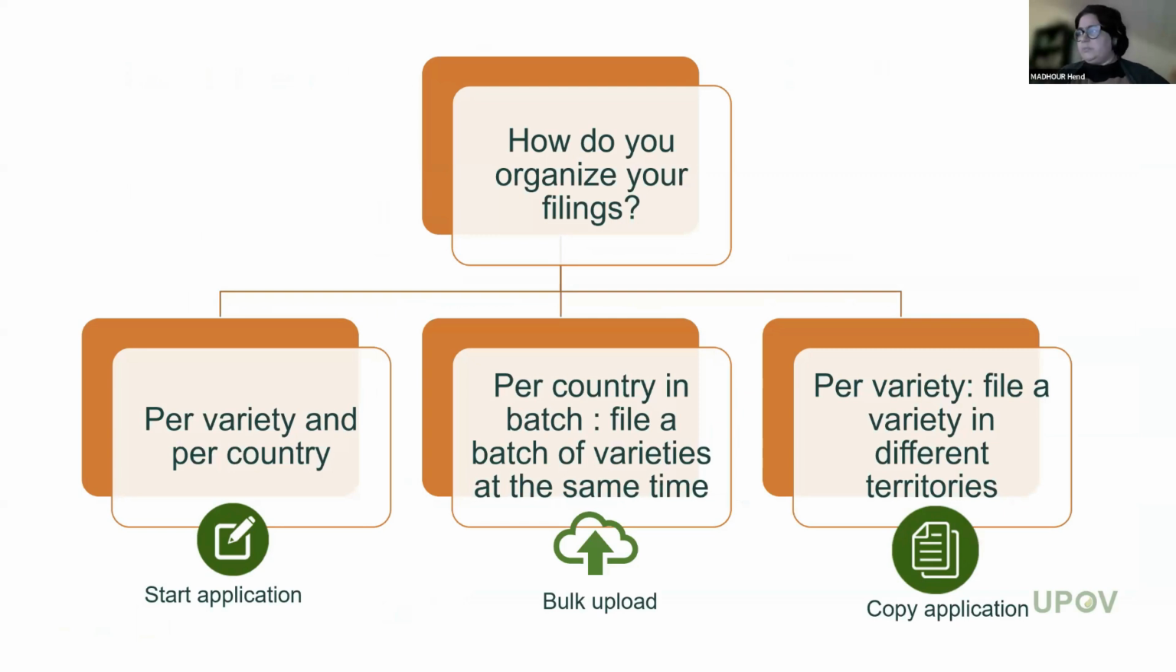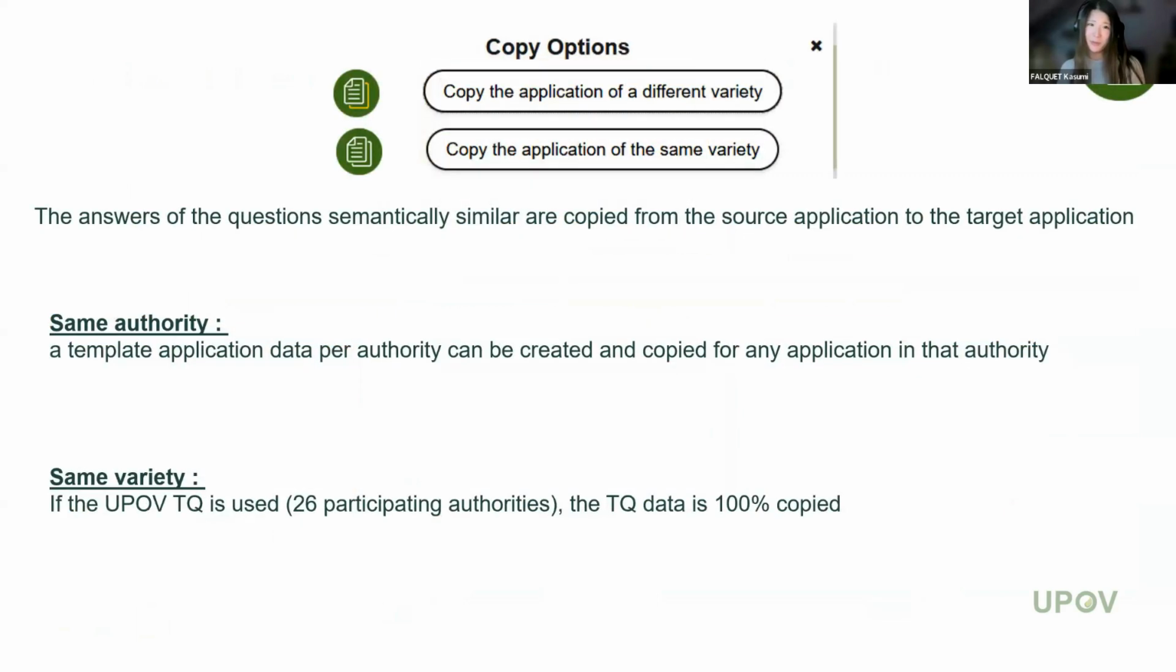And then maybe Kasumi, quickly you can go through the copy functionality. Yes, sure. So we have copy functionality in UPOV PRISMA as well. So you can either choose to copy the application of a different variety or to copy the application of the same variety. So for the above, it should be chosen in case of submission for a different variety for the same country. And for the below, for a different country or for the same variety. So the answers to the questions, semantically similar, are copied from the source application to the target application.